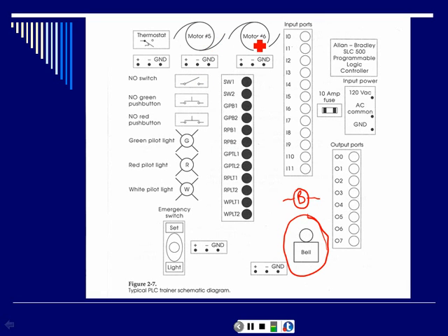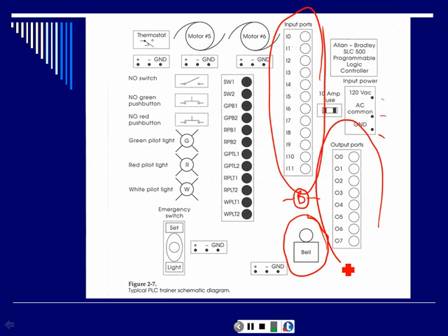PLC motor 5 and 6. I don't know why they called them 5 and 6. Some of these things I can't really answer. Of course, on the far right over here, they have voltage, and then they have an AC common and a ground. Y'all see that? You see it? Okay. All right, and what I really wanted to point out to you, see where it says input ports and output ports? See those?